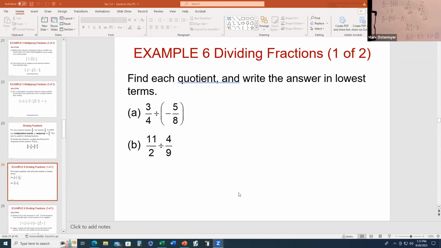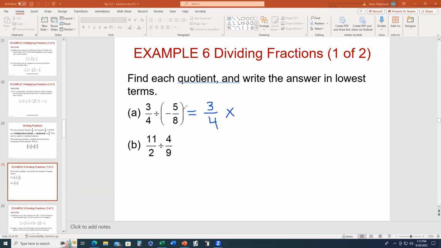All right, so let's try a couple out here. How about 3/4 divided by -5/8? Keep the first fraction the same. Change division to what? Multiplication. Flip the second fraction upside down. What's the reciprocal of -5/8?